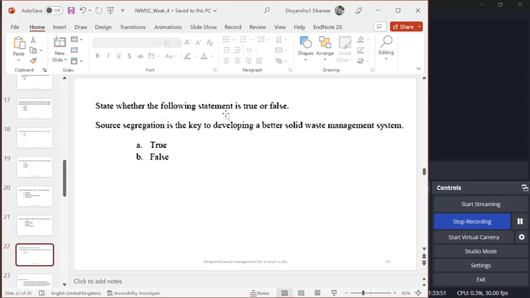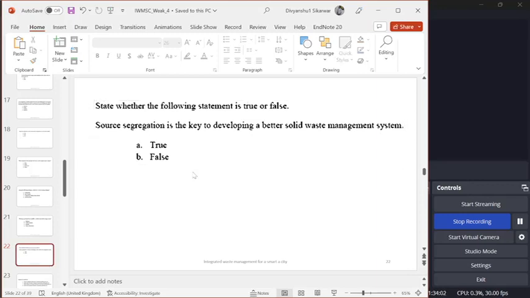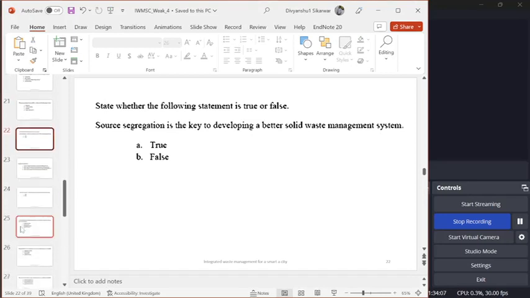State whether the following statement is true or false. Source segregation is the key to develop a better solid waste management system. Yes, it is very much true. Source segregation is very, very important. It is a basic requirement, actually. In the majority of places in India we don't have good source segregation at house level.